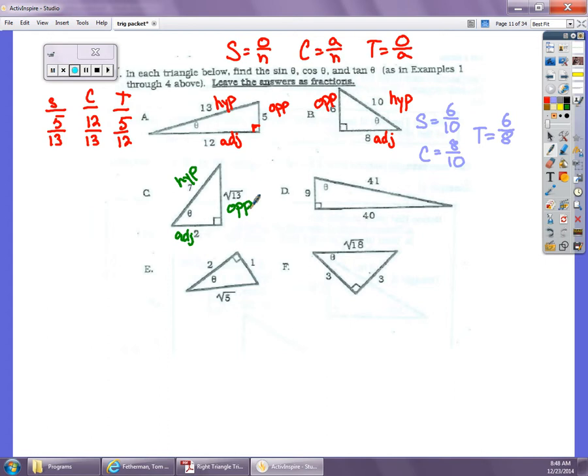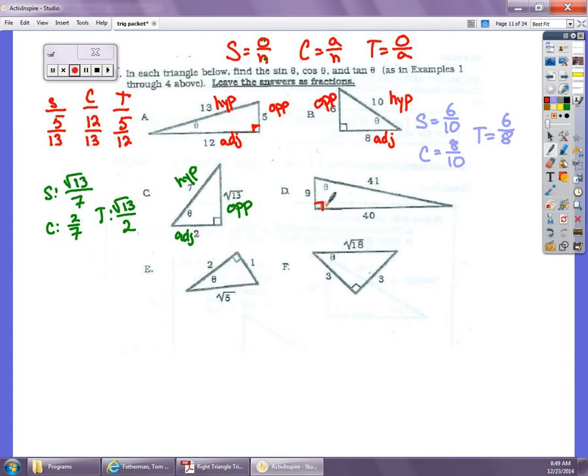So now we just label our sine, which is opposite over hypotenuse. So opposite is the square root of 13. Hypotenuse is 7. Cosine, adjacent, which is 2, hypotenuse, which is 7. Tangent is the square root of 13 over 2. And we can continue this for the next triangle.